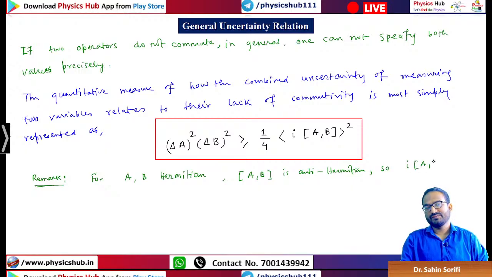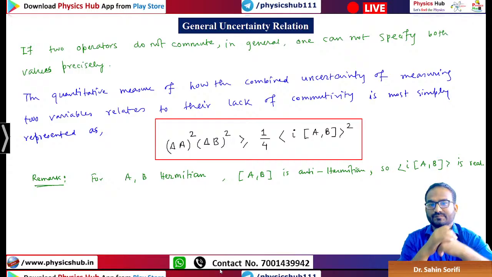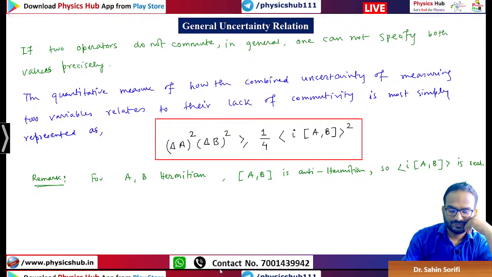If the commutation of AB is anti-Hermitian, so i of AB, this is real. So this is the general uncertainty relation.